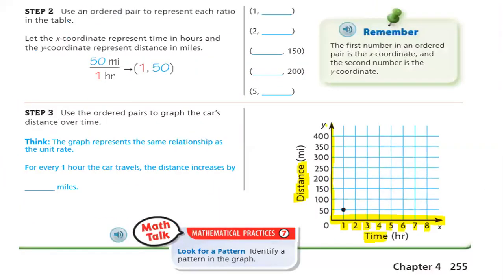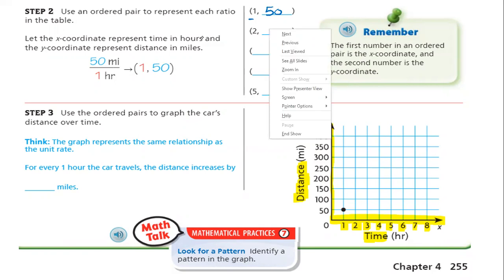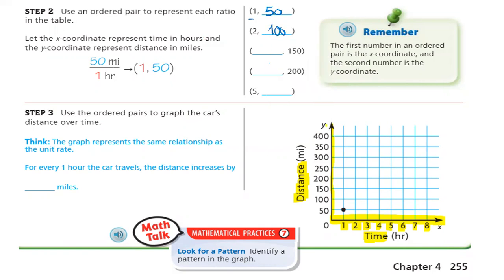Okay. Step 2. Use an ordered pair to represent each ratio in the table. Hassan. Yes, teacher. In 1 hour, what was the distance? 50. That's right. So in 2 hours, what was the distance? Again, Hassan. 100. So thank you, Hassan. I need another one to help me. In how many hours was the distance 150?